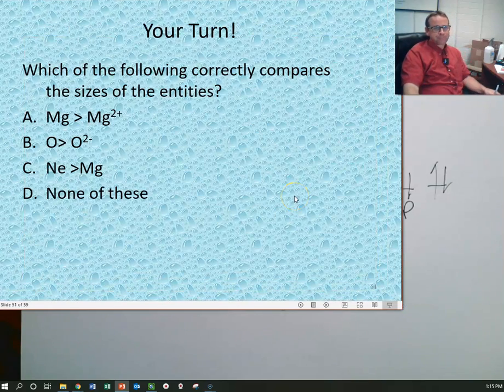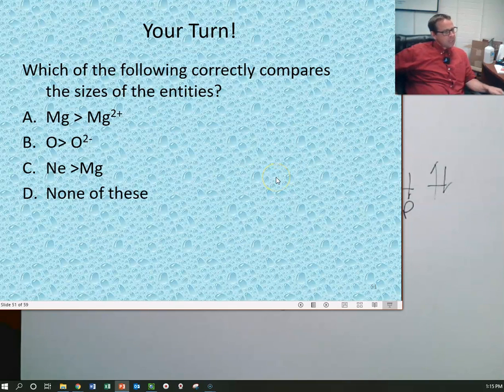Very good. So everybody take a look at this one. We won't break into groups, but you can take a look at this one and tell me what you think. Which one of these comparisons is correct? Look at it for about 20 seconds and then Landon will tell us.